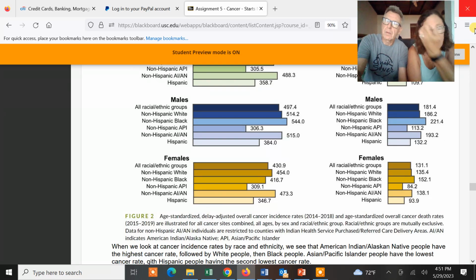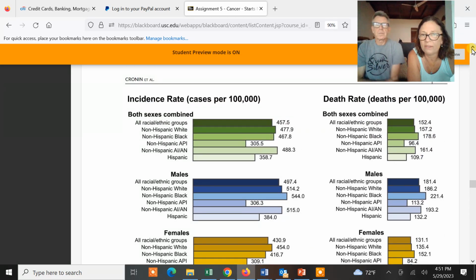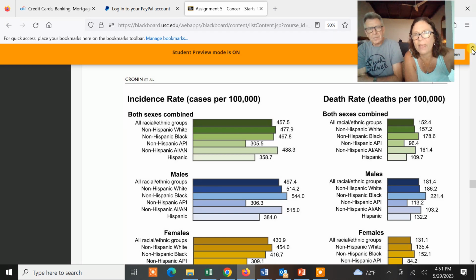Go back up a little bit. I do want to point out, so white people have the highest incidence rate. Black people, non-Hispanic American Indian Alaskan Natives, AI/AN, actually have the highest rate, sorry. Then white people, then Black people, then Hispanic, and then non-Hispanic Asian Pacific Islanders.